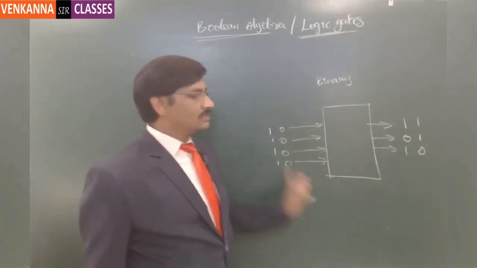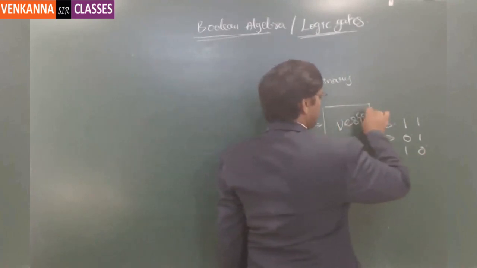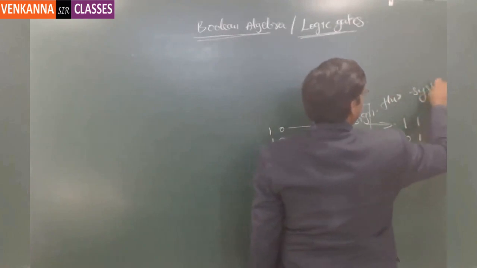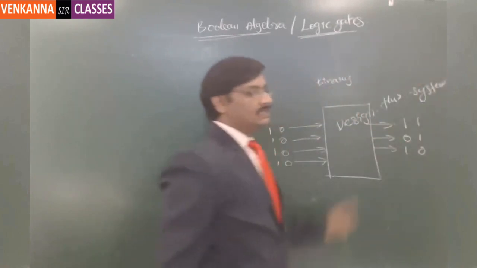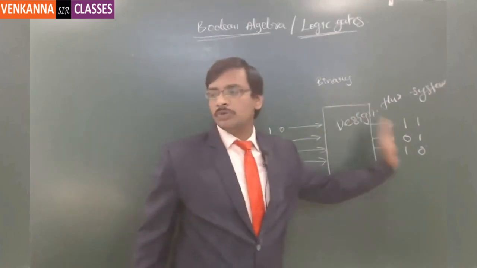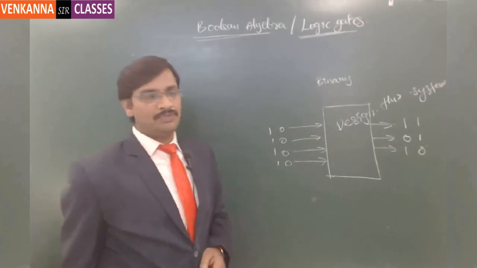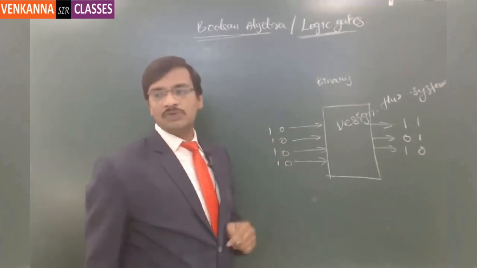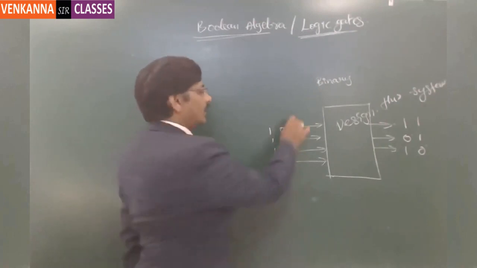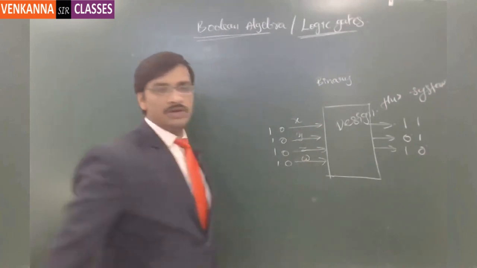This is the required functionality and these are the inputs you are giving. Keeping this in mind, you have to design this system so that if I give this kind of inputs, this kind of output should come. This is the problem statement of a digital design engineer. Let us say these are the inputs x, y, z, w, four different variables.